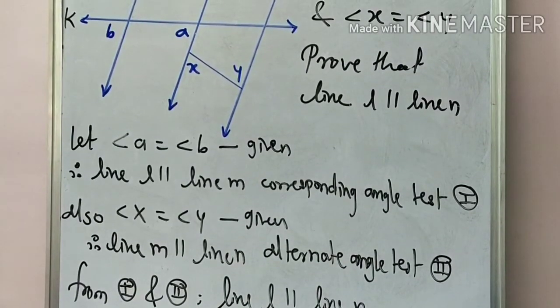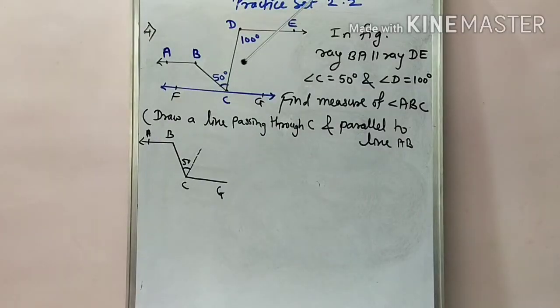Okay students, in the fourth example, in a figure it is given that ray BA is parallel to ray DE, and angle C is 50 degrees, angle D is 100 degrees. Find the measure of angle ABC. To find this, here we have one construction. Draw a line passing through point C and parallel to line AB.